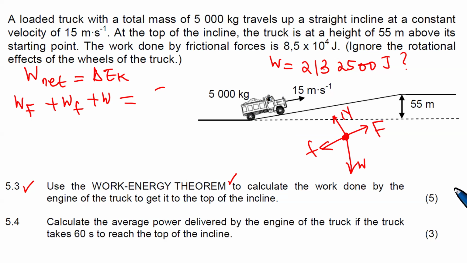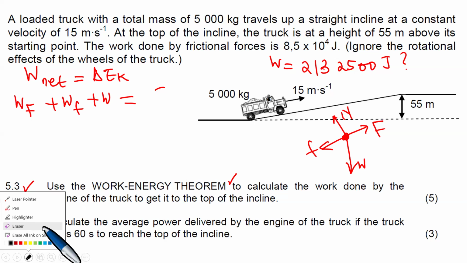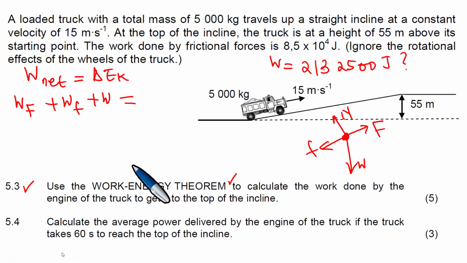Because here they said you need to use the work energy theorem. So to use the work energy theorem, you will do what? You'll have to look at the fact that there is the change in the kinetic energy. What is it? It is half m, v final squared minus v initial squared.